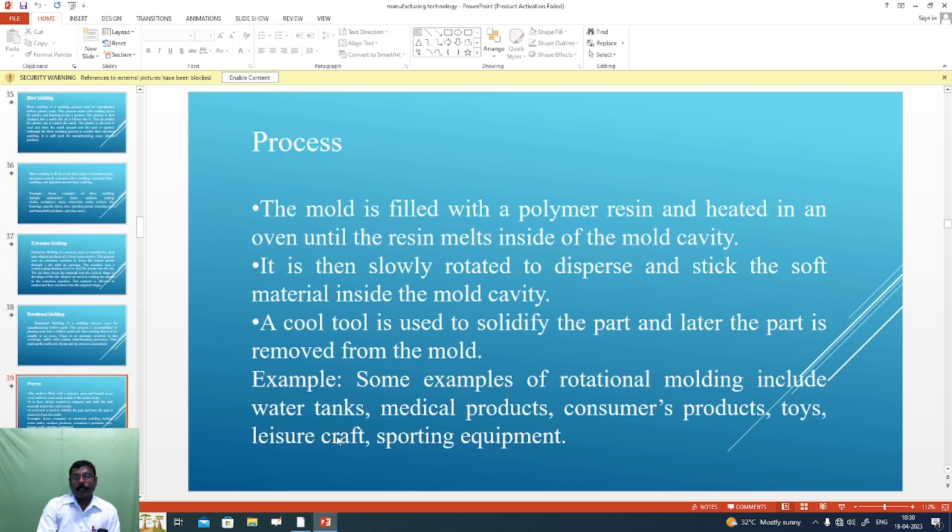The mold is filled with a polymer resin and heated in an oven until the resin melts inside of the mold cavity. It is then slowly rotated to disperse and stick the soft material inside the mold cavity. A cooling tool is used to solidify the part, and later the part is removed from the mold. Some examples of rotational molding include water tanks, medical products, consumer products, toys, aircraft, sporting equipment.